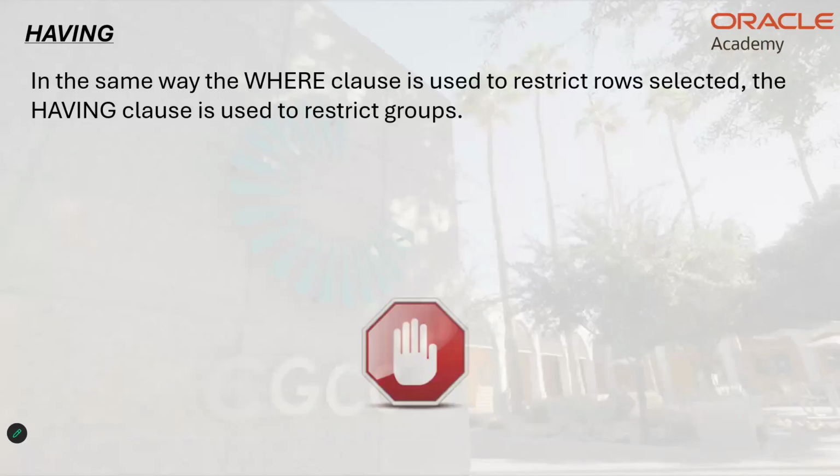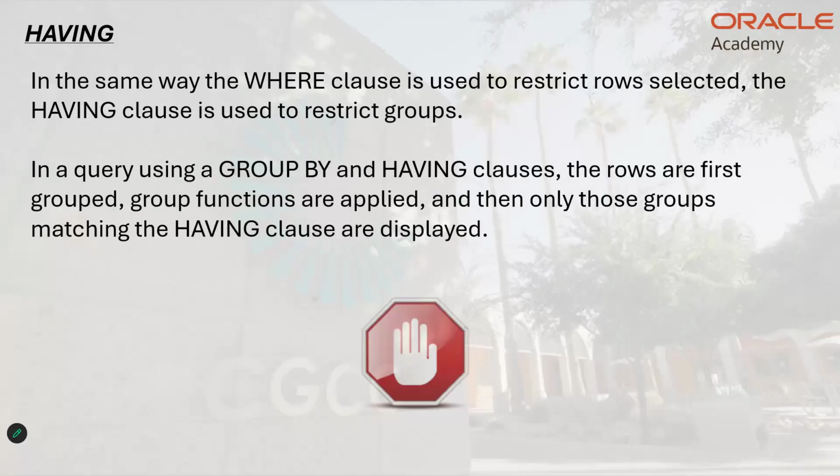So in the same way the where clause is used, and this is pretty important, to restrict rows, the having clause is used to restrict groups. And you'll see that on the midterm. So, inject that into your memory. Where clause, restrict rows, having, restrict groups. In a query using a group by and a having clause, rows are first grouped, group functions are applied, and then only those groups that match the having clause are displayed.